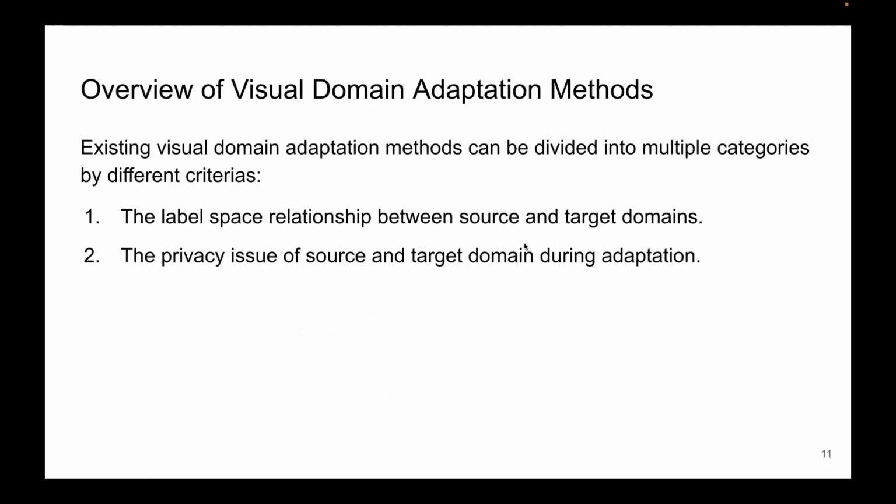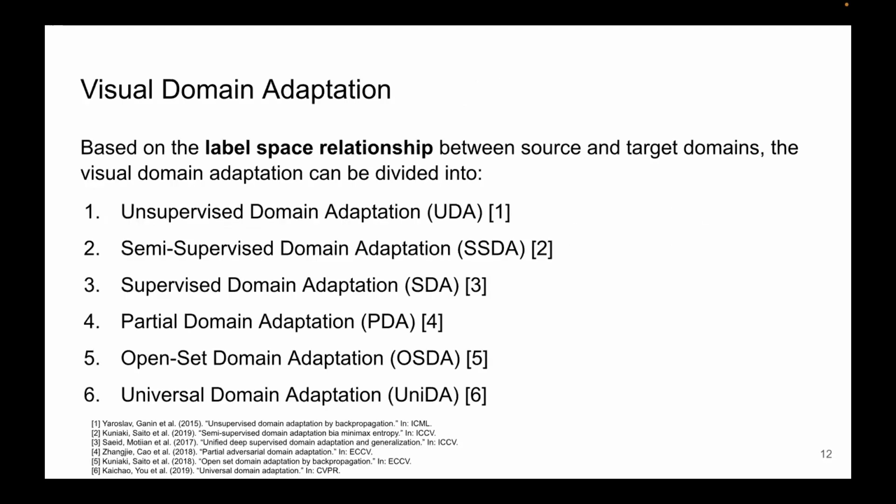First, there are many different ways to categorize methods, as in many different topics, right? So here we want to highlight two different ways to categorize those methods. The first way is to separate the methods based on the label space relationship between the source and target domains. And the second one is to consider the privacy issue when you do the adaptation between source and target domain. I will show you more details later. Let's look at the first one.